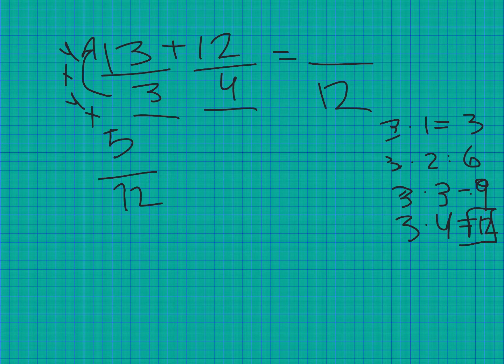52, sorry. So now we're just going to do the same thing with the 4. What times 4 gives us 12? Well, 4 times 3. So we're going to multiply this by 3, and then this also by 3. So this gives us 12, and then 12 times 3 gives us 36.